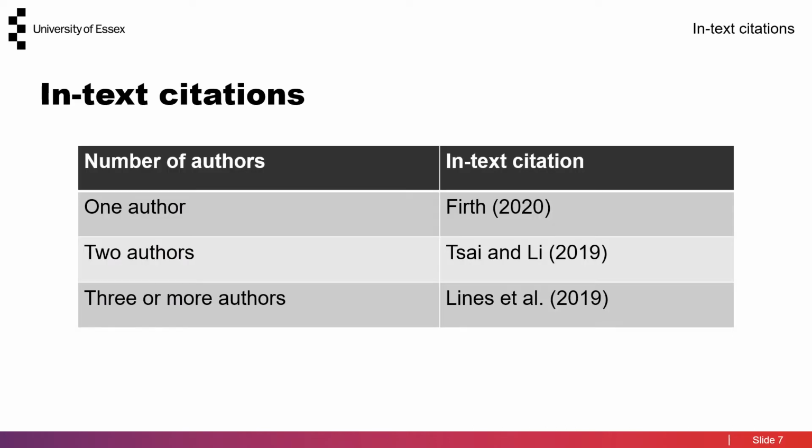In-text citations need to be added within the body of your assignments wherever you're referring to another person's work. In-text citations need to have the author's surname and the year of publication. If there are two authors of the work, you add both surnames. If there are three or more authors of the work, you need to add the first author and then et al., which means and others.